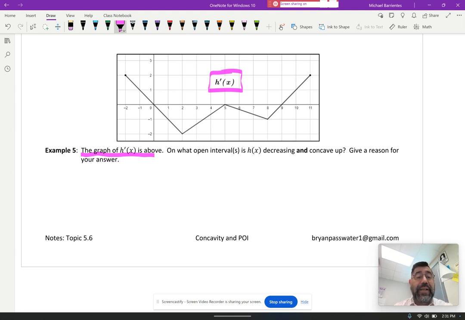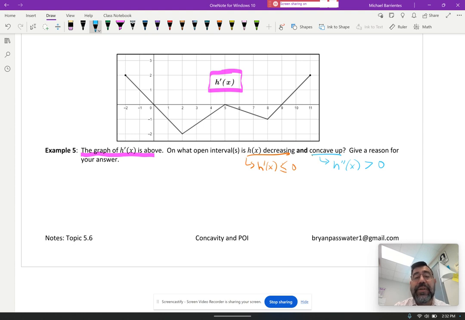Okay, so now I have to put my thinking cap on here. I know that a function is decreasing when h prime, the derivative of that function, is less than or equal to 0. And I know that a function is concave up when the second derivative of that function is greater than 0. Right?